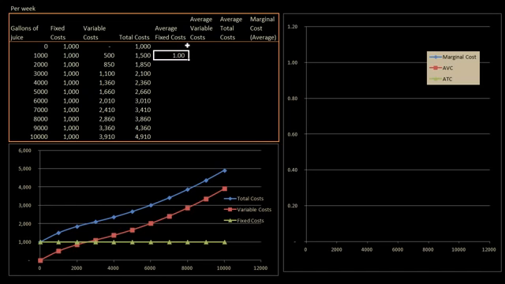So that is $1. And then if I want my average variable cost, that's going to be my variable costs divided by my total number of gallons. So that's 50 cents. So for that first 1,000 gallons, to produce a gallon of orange juice, it cost me about 50 cents worth of oranges, and that includes the transportation costs.